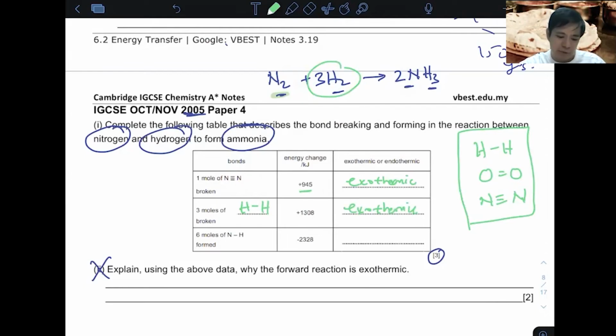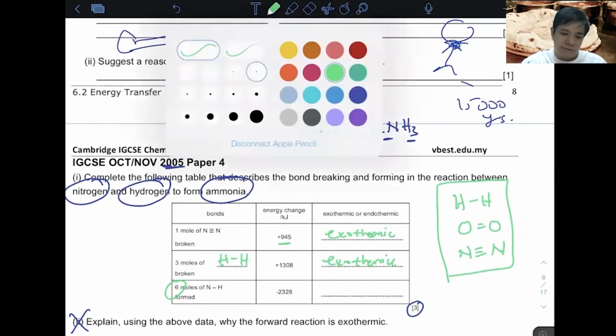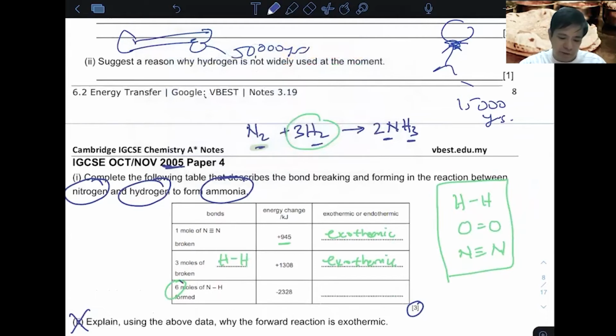Why is it 6 moles? Is it weird? No, because if our teacher leaves it blank, you better remember it's 6 moles. Like NH3, and then bracket 2. So that's why it's like 1, 2, 3, then times 2. So we have 6. So this is bond forming. When you form bond, you release the heat.